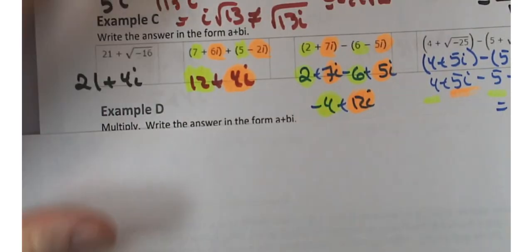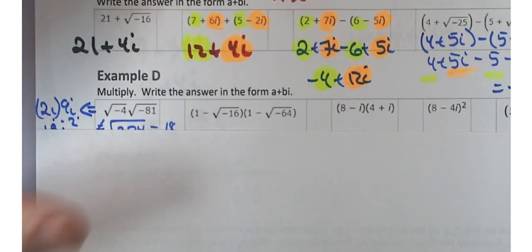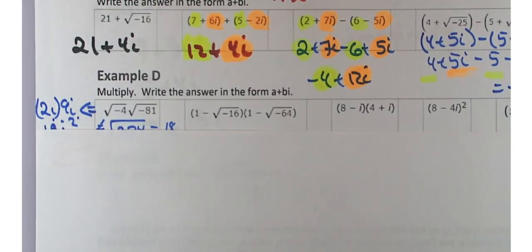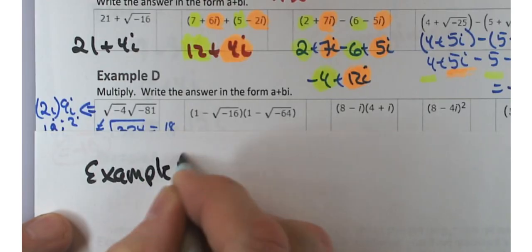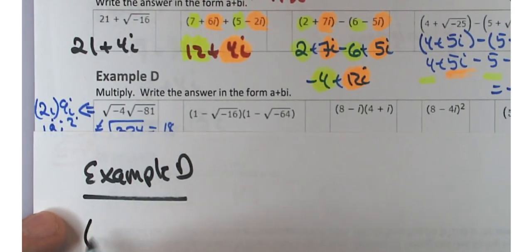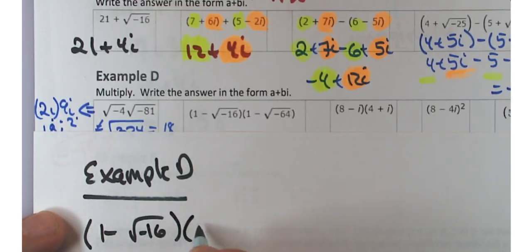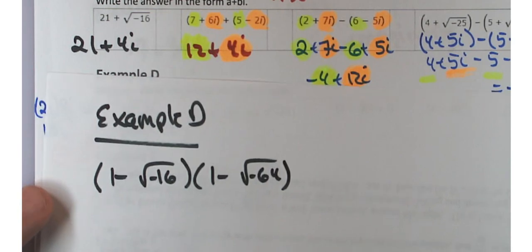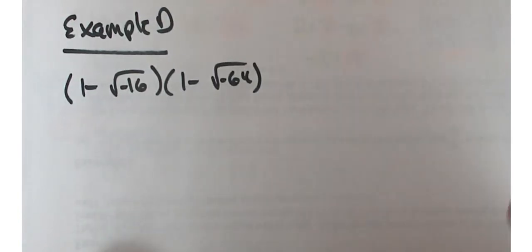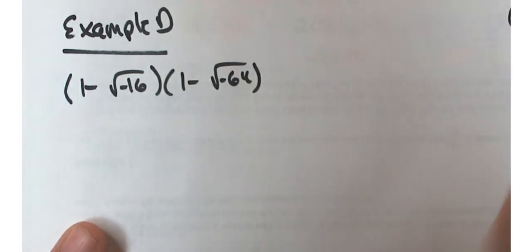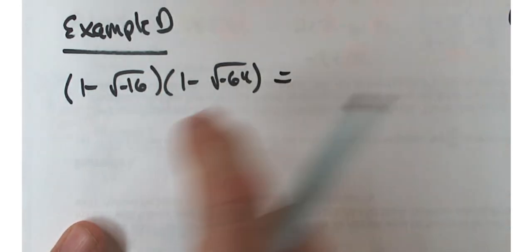Let's actually look at this problem and see what's going on with it. So, example D. You should expect to multiply complex numbers on the exam. And this is an example of just that. So, although it might be combining a little too much in one problem, let's see if we can simplify these things.